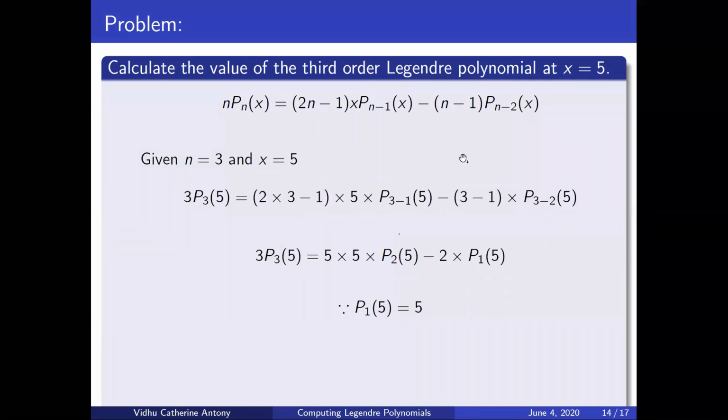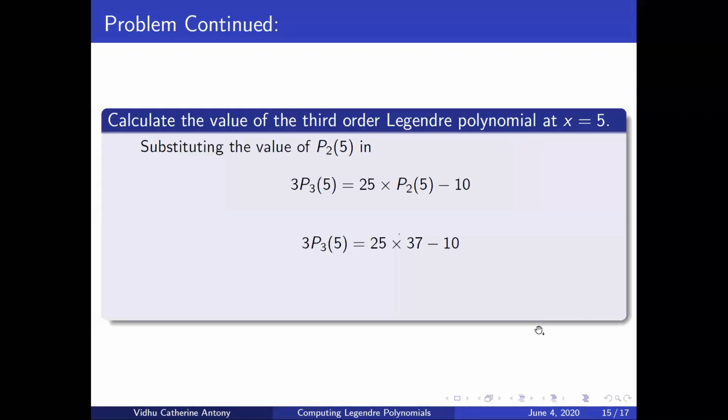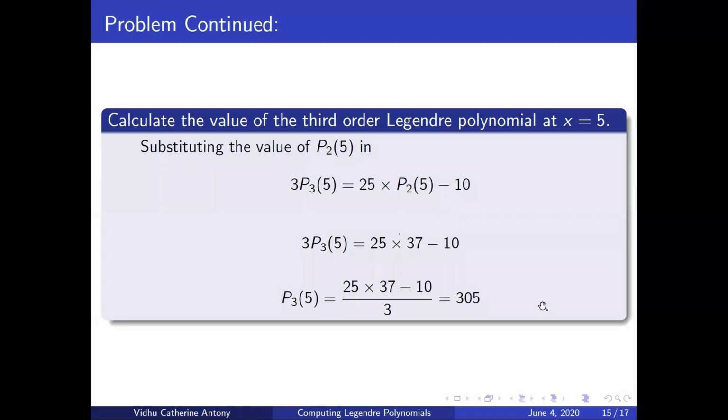So this value that you found, you have to substitute it in the previous relation that you got. You've written order 3 in terms of 2 and 1. Now you need to write order 2 in terms of 1 and 0. So you substitute back the value of order 2 into the order 3 equation. After you do that, you end up getting 25 into 37 minus 10, which is 305. You substitute that P2 value, 37. So finally P1 of 5 is equal to 5.